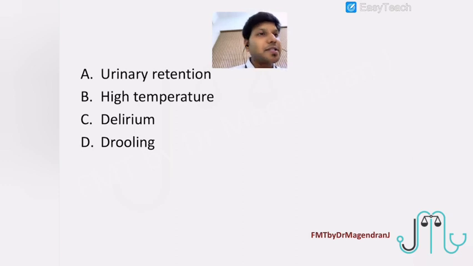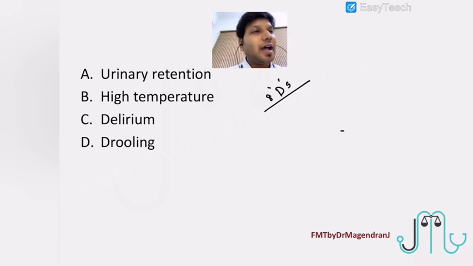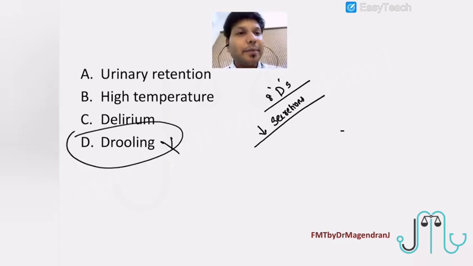In anticholinergic toxidrome, the person presents with dilated pupils, dysarthria, dysphagia, dry skin, drunken gait, delirium, and death. So all 8 Ds would be there. Thinking about all the 8 Ds, we can now look at the options: urinary retention, high temperature, delirium, drooling. It's very logical to think that normally anticholinergic toxidrome is the one where we see decreased secretions, not increased secretions. Everything would be dry. So obviously the drooling will not be present in such a patient.